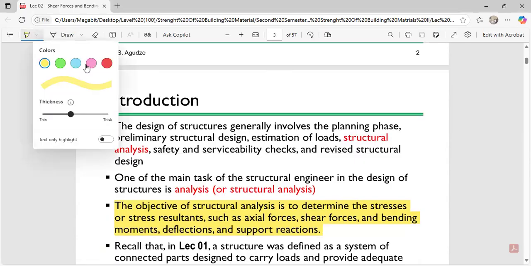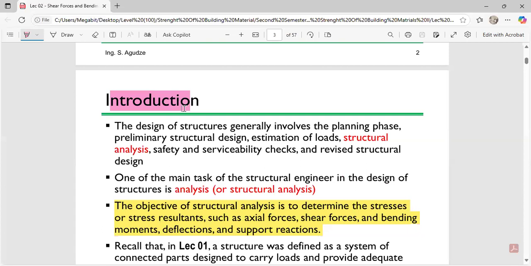In our introduction, we said the design of structures generally involve the planning phase, preliminary structure design, estimation of load, structural analysis, safety and serviceability check, and revised structural design.